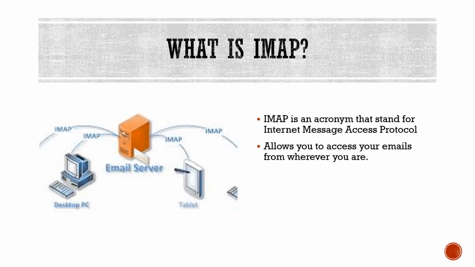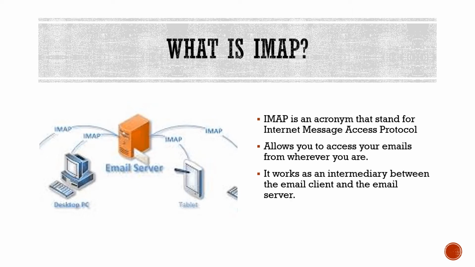So because you're reading it directly off of this server, you basically get immediate access to your email at any time of the day, and it's usually going to be the most up-to-date. It works as an intermediary between the email client and the email server. So this means that IMAP works as a mediator between the two. It supports functional communication between the email client and the email server.